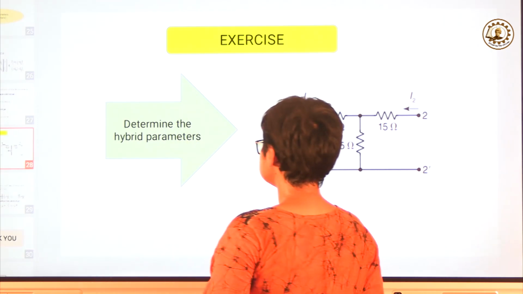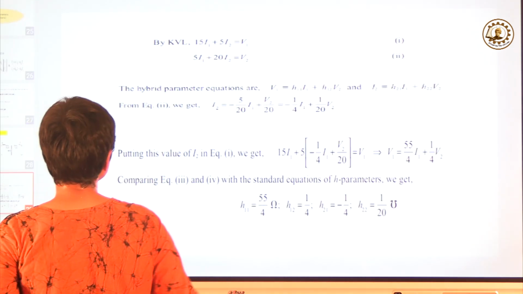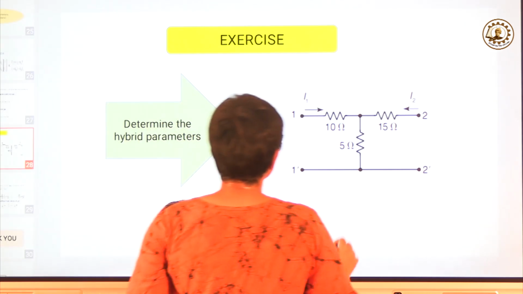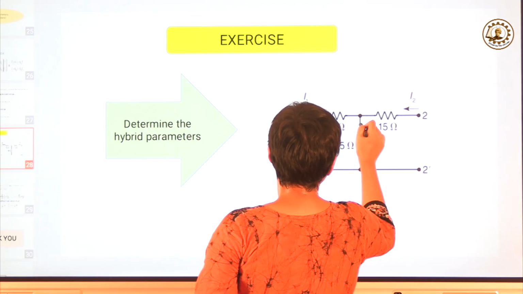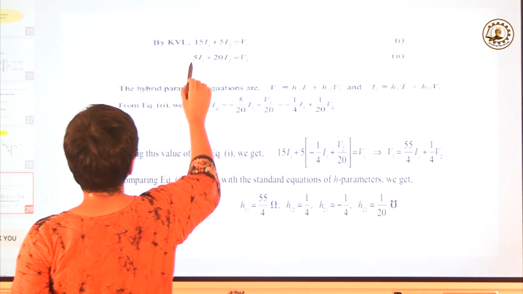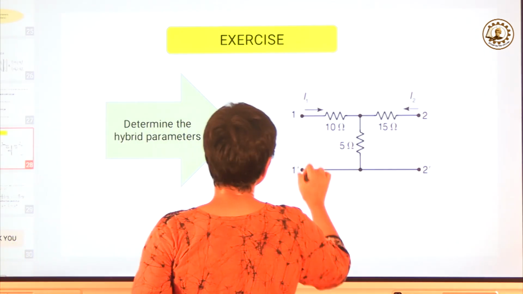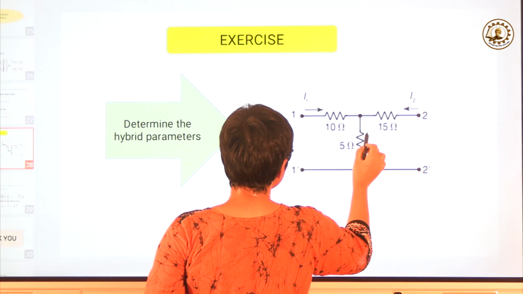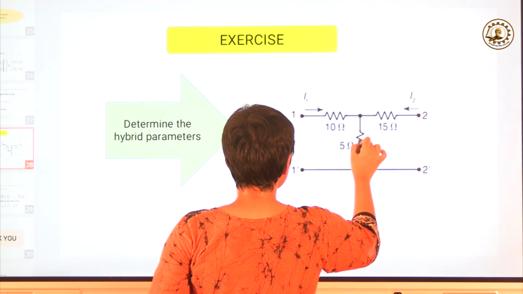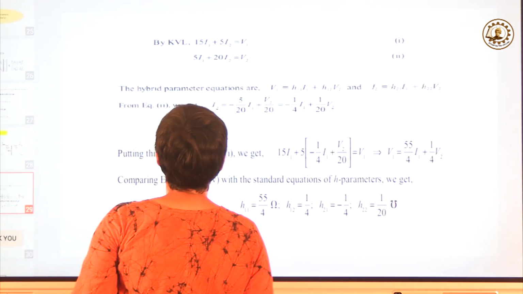Next, this is the circuit for determining the hybrid parameters of this network. So we have to apply KVL in this network. So 10 I1 plus 5 (I1 plus I2), that is 15 I1 plus 5 I2, equals V1. 10 I1 plus 5 I1 will be 15 I1, and 5 into I2 is 5 I2. So 15 I1 plus 5 I2 equals V1.